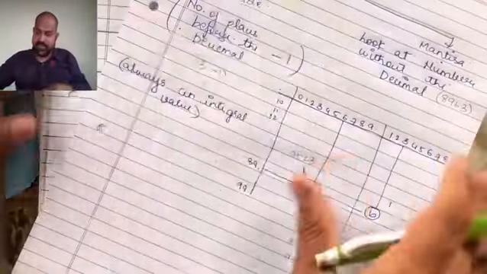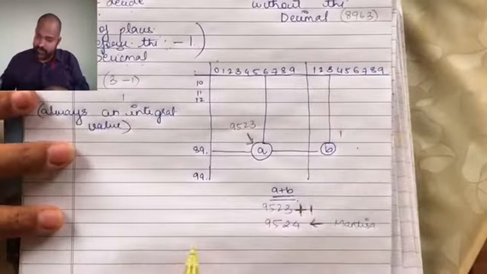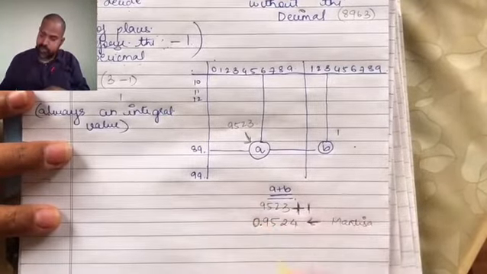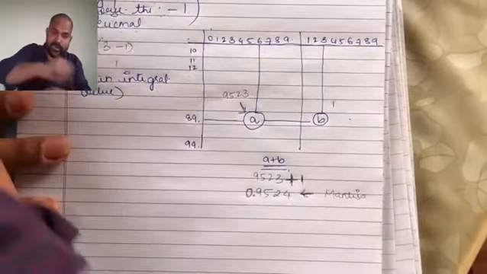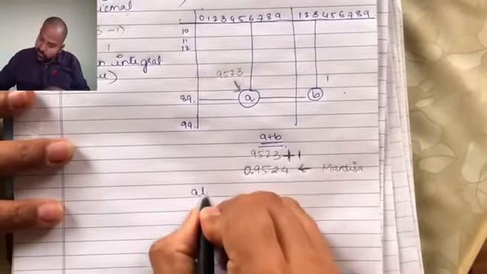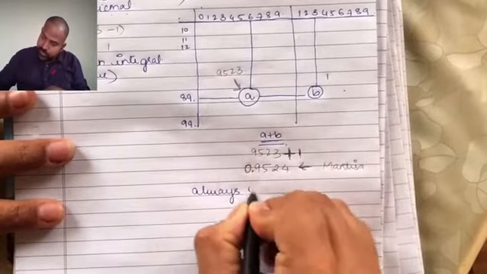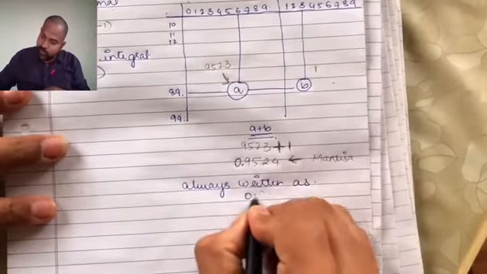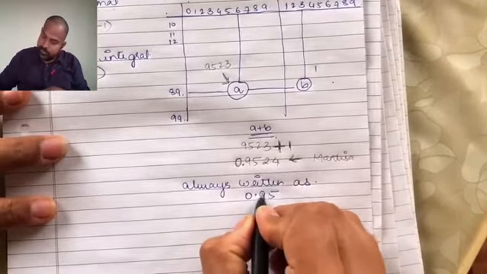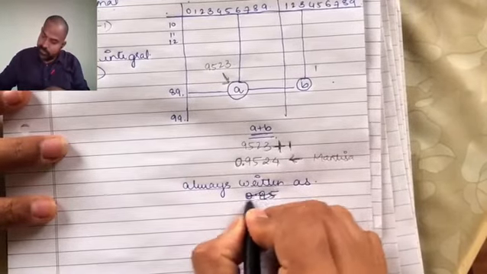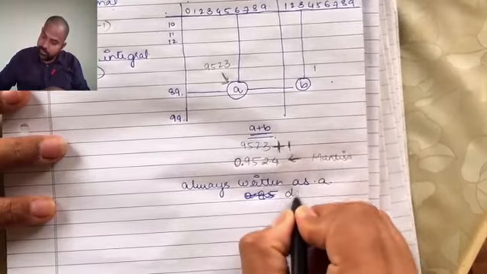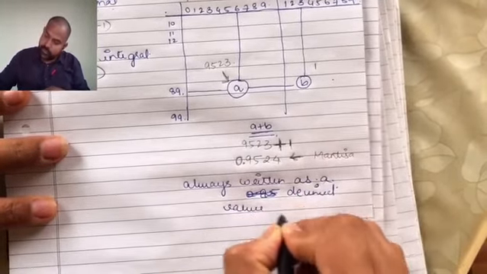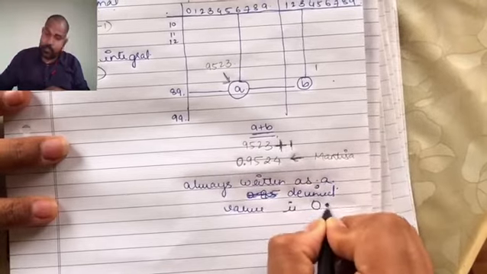So can I say that what I've written is wrong then? This cannot be 9524. This has to be 0.9524. And let me write that down. Always written as 0.9524, always written as a decimal value, that is 0 point.